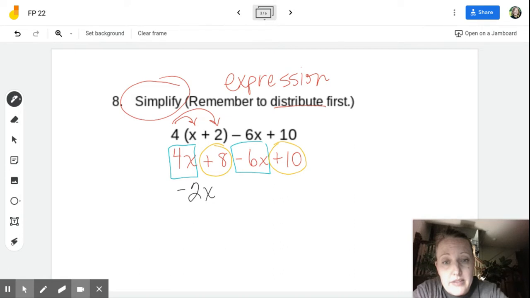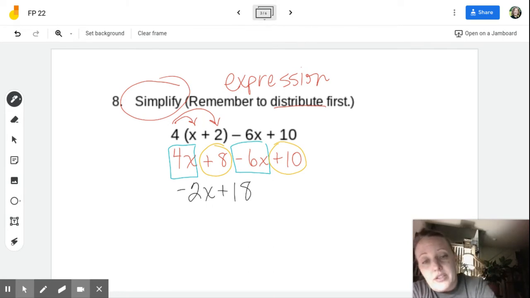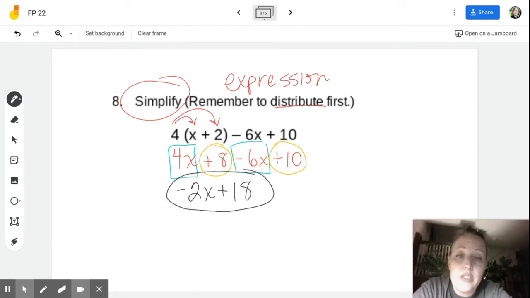And then I have a positive 8 and a positive 10. That makes a positive 18. Can I combine any further? No, those aren't like terms. So my answer is this. So this whole expression goes on the line. Notice we took the first expression and we simplified it, but that's as simple as we can make it. Okay, so that's my answer. This whole thing that I just circled, negative 2x plus 18, is the answer for number 8.